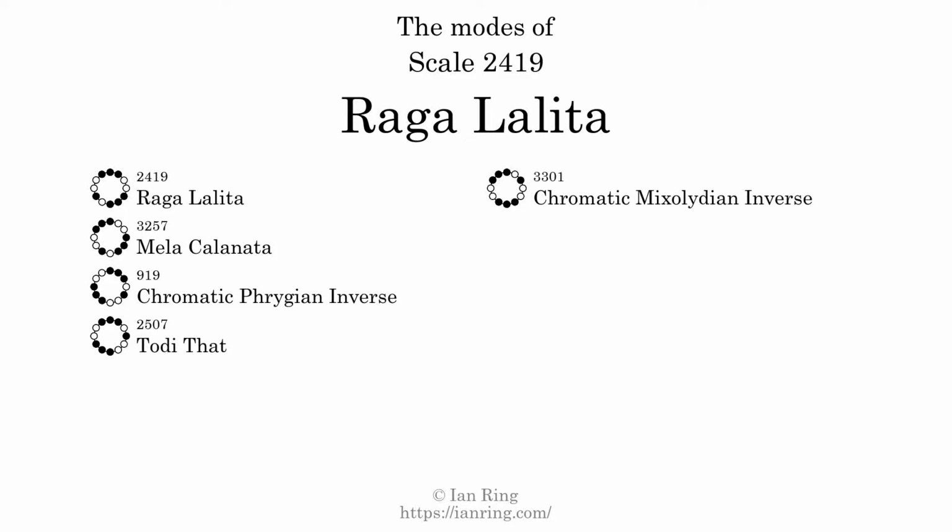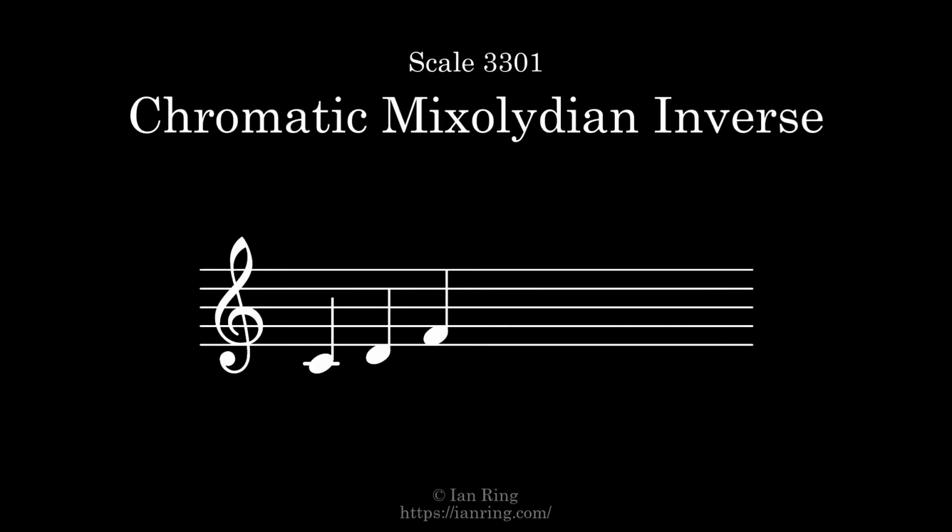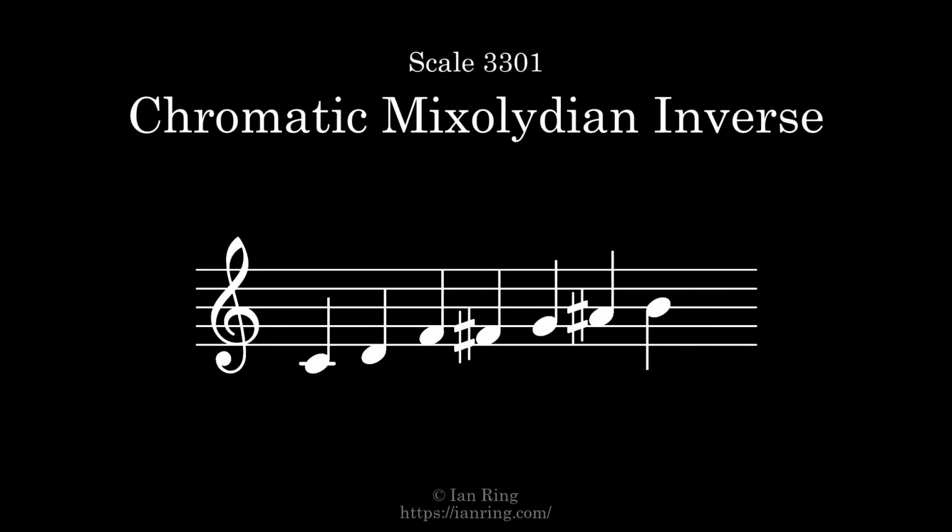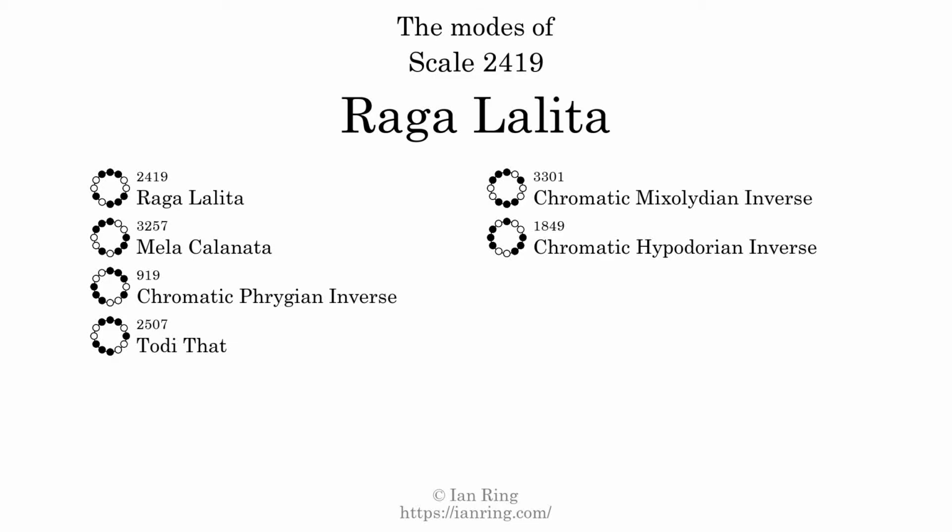The fifth mode is scale 3301, also known as chromatic Mixolydian inverse. It sounds like this. The sixth mode is scale 1849, also known as chromatic Hypodorian inverse. It sounds like this.